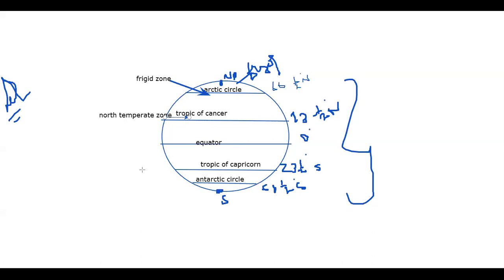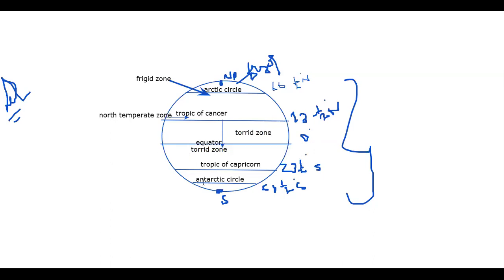Then I have my equator. The region between the Tropic of Cancer and the equator is the hottest zone because it receives the direct sun rays. What is this zone referred to as? The torrid zone. Now, the region between the equator and the Tropic of Capricorn is again known as my torrid zone.